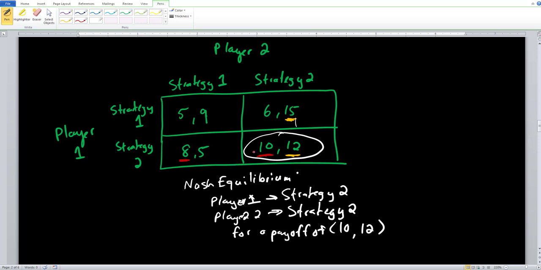Any of these players cannot do better by changing his or her strategy, so therefore this box right here, this outcome, is our Nash equilibrium. No player can deviate or unilaterally change his mind in order to do better. So therefore what we see right here is our Nash equilibrium.